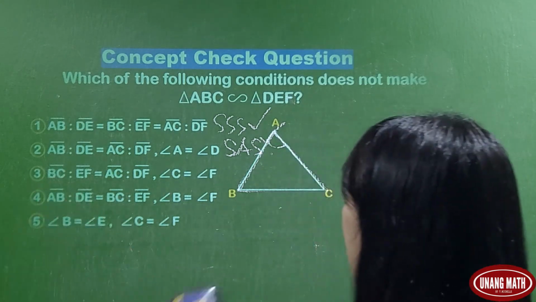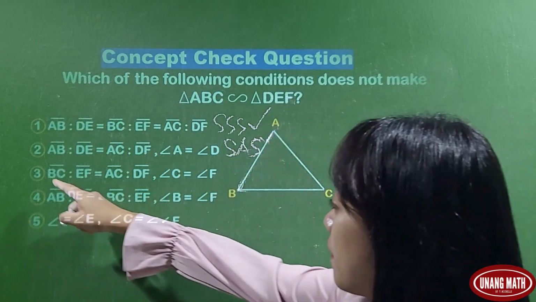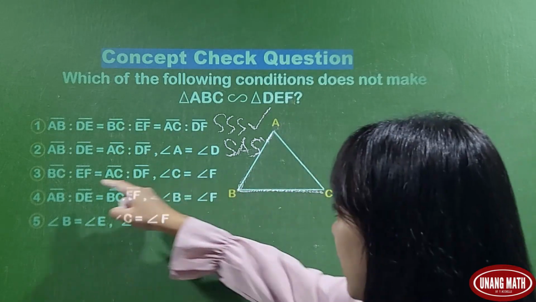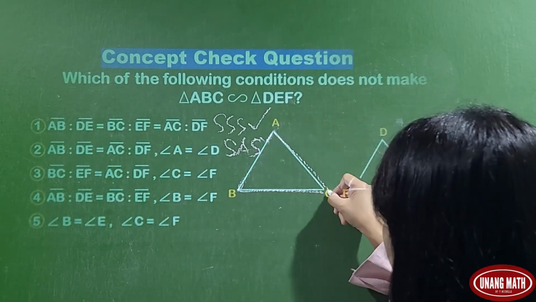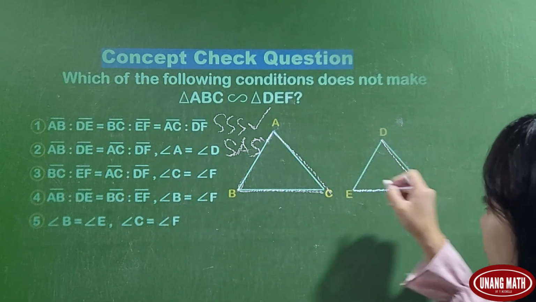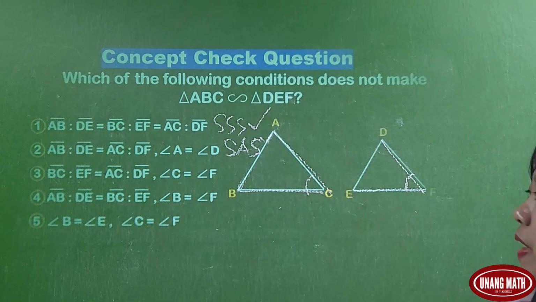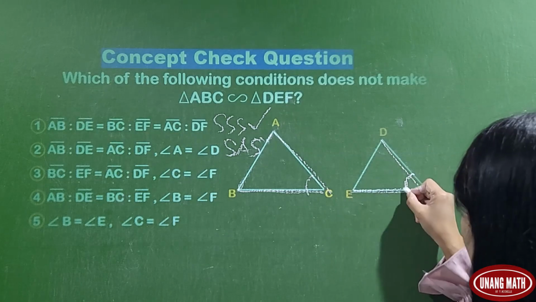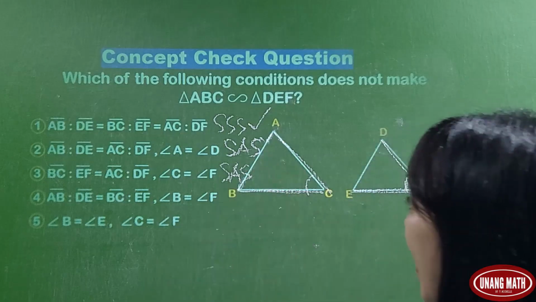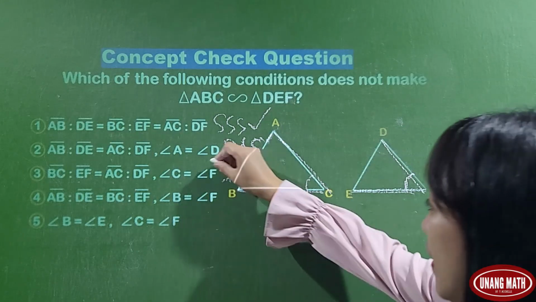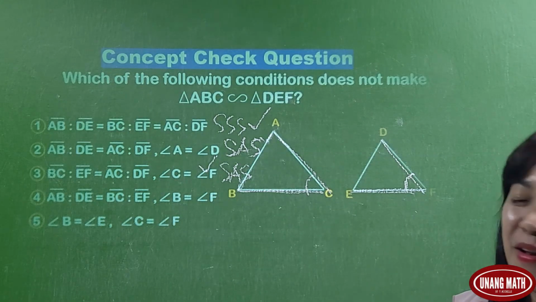Okay, for number 3, according to this, BC, or this side, is to EF. AC, or this side, is to DF. And angle C, or this angle, is equal to angle F. So we have here side, angle, side. So this is also SAS similarity. So this is a correct condition for these two triangles to be similar figures.